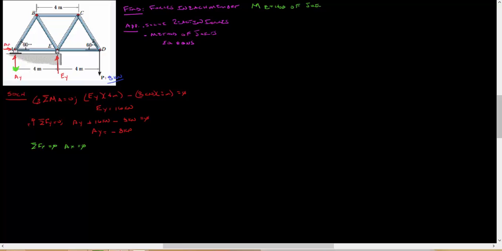So the method of joints, I'm going to look at each individual joint, and I can solve for the forces in each member by looking at these joints. So I could look at point A and solve for AB and AE.